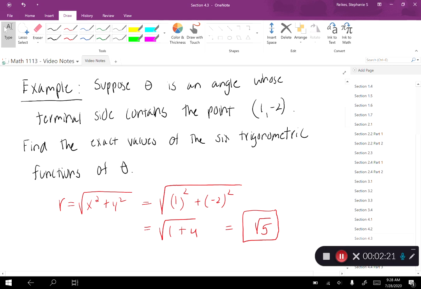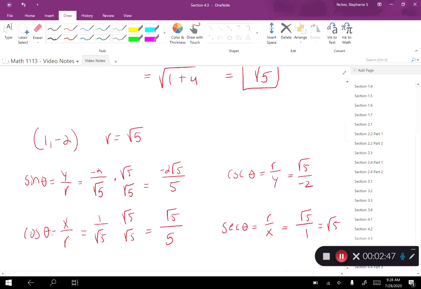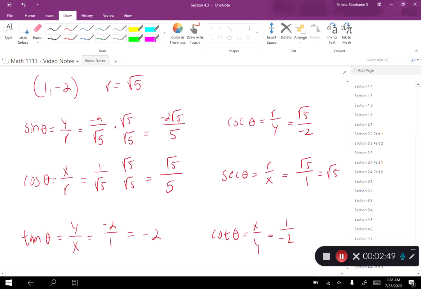To verify either way, to double check, it can't hurt. Again, I must satisfy the equation x squared plus y squared equals r squared. So r is equal to the square root of x squared plus y squared. I went ahead and plugged in my values, 1 and negative 2, and I simplified and got my radius as square root of 5. And now I'm going to go ahead and find the 6 trig functions.